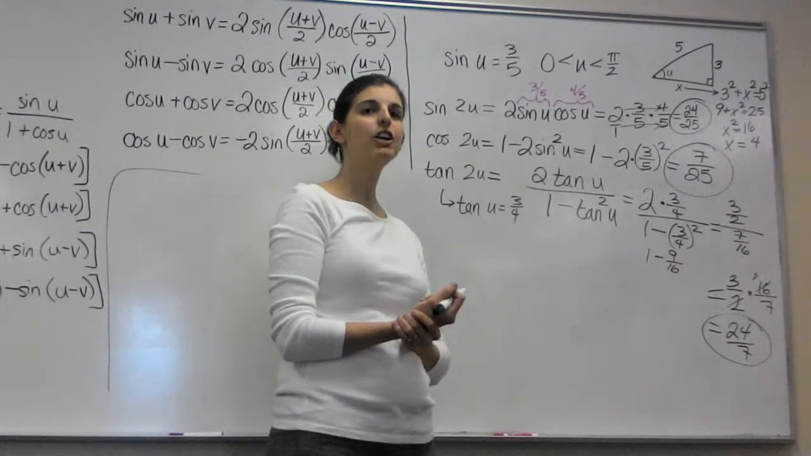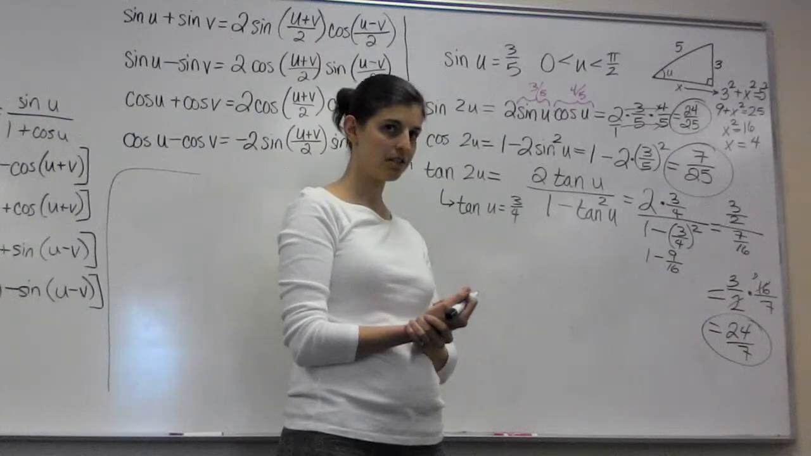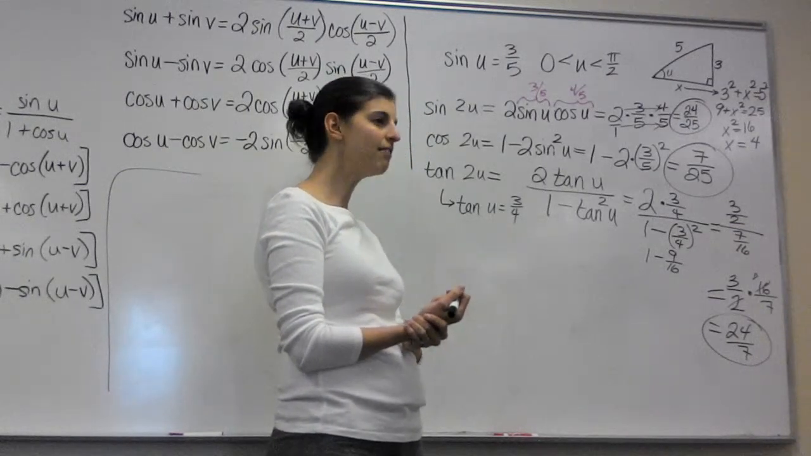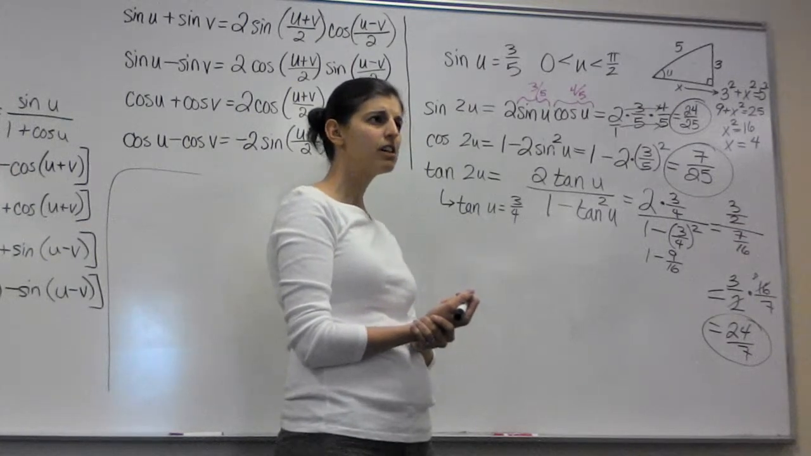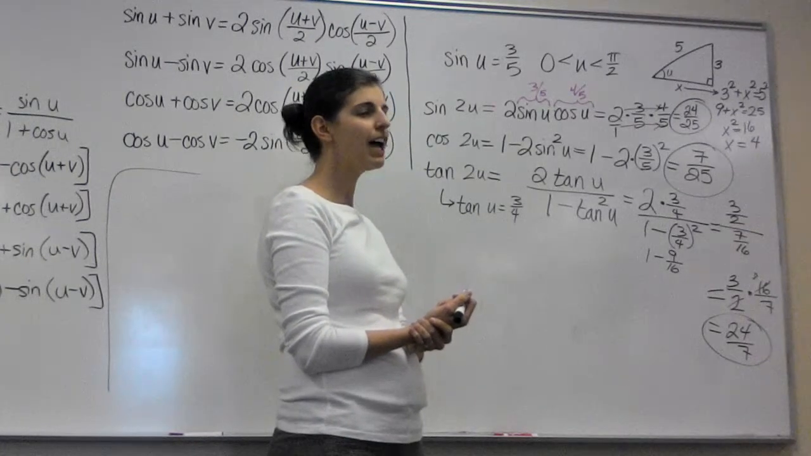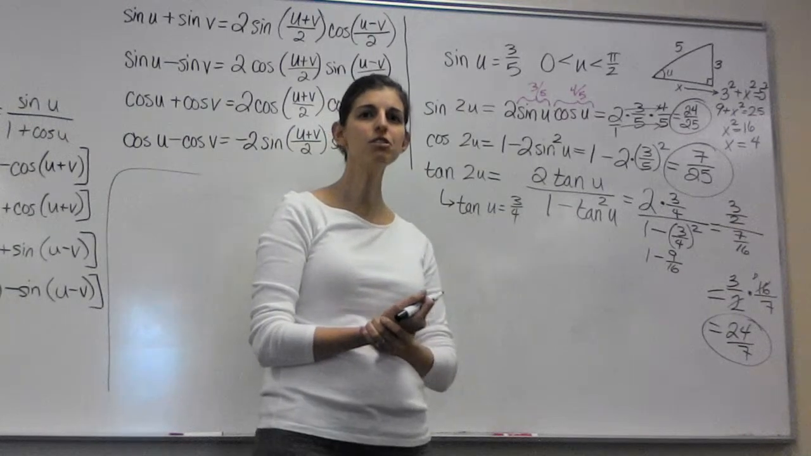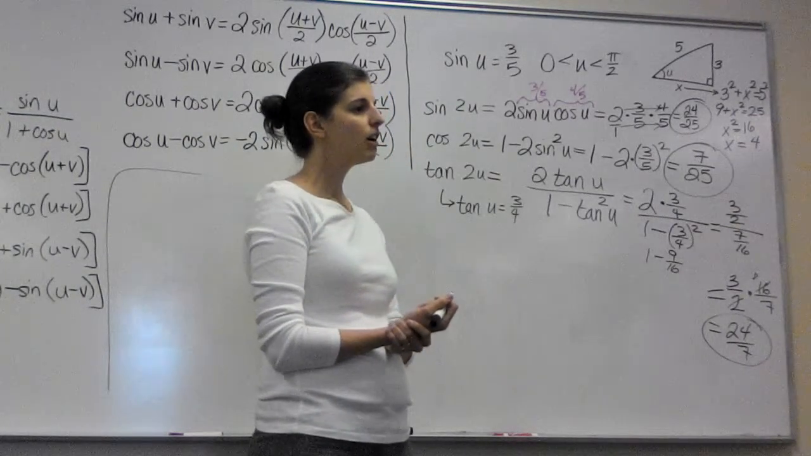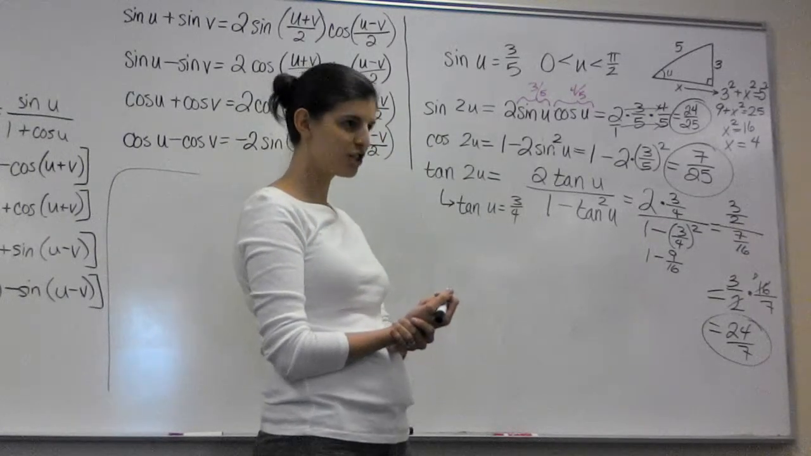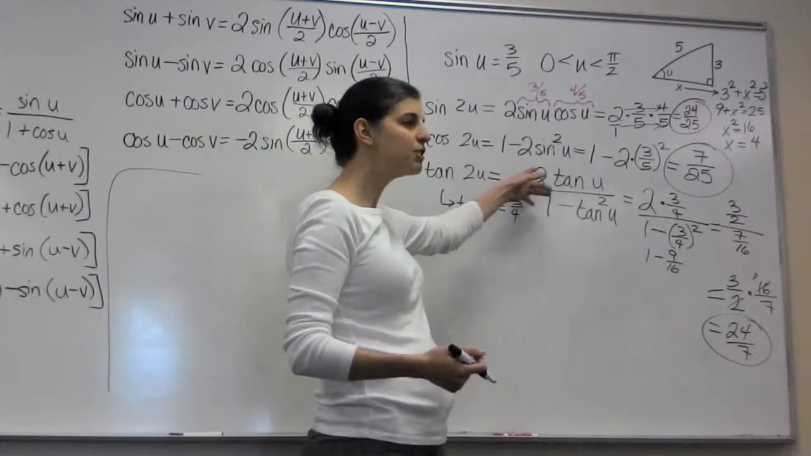Just reflect on your answers for a second. What do you notice about your answers? They have common stuff in them. They share 7s, 24s, and 25s. Wait a minute. I knew tangent was sine over cosine, right? There's a simpler way than using this formula.